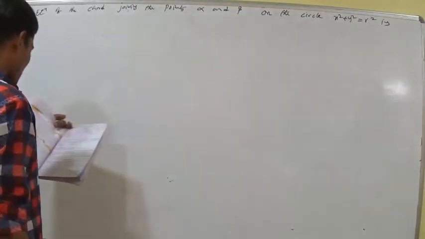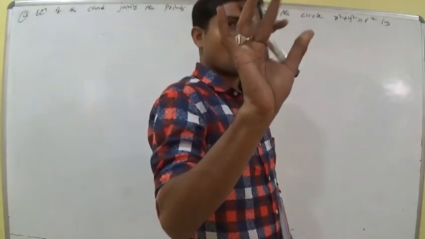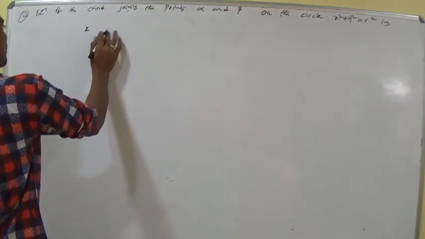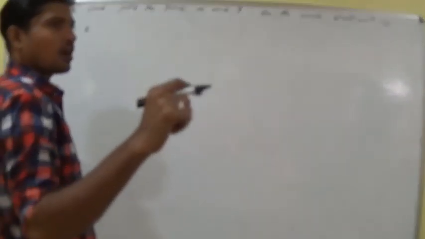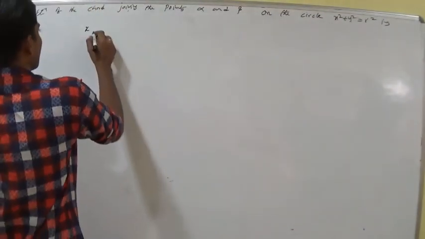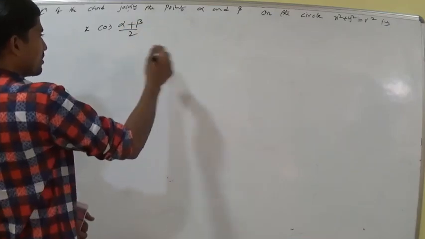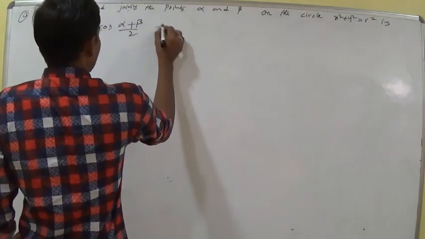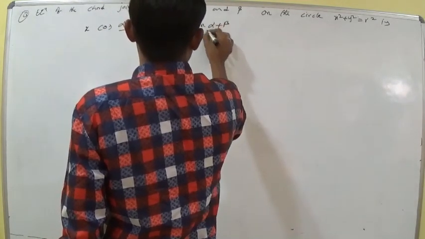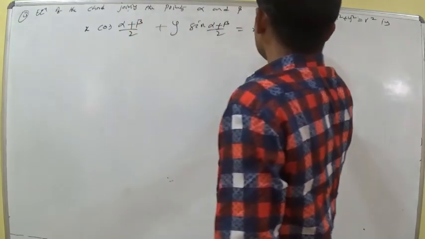Now here g and f are not there, so it becomes x cos of (alpha plus beta) by 2, because g is 0 here, plus y sin of (alpha plus beta) by 2 is r cos of (alpha minus beta) by 2. Clear?